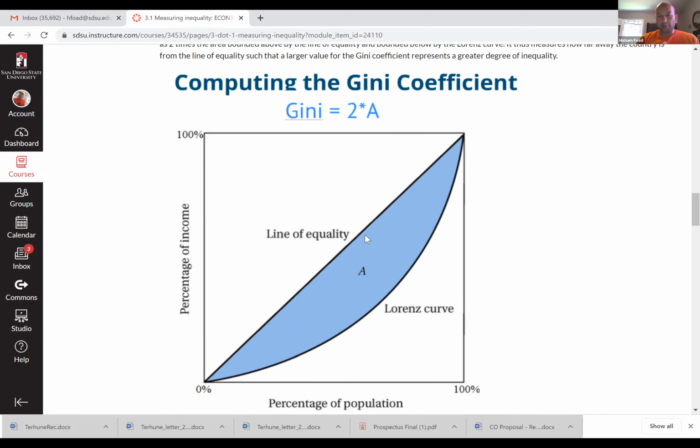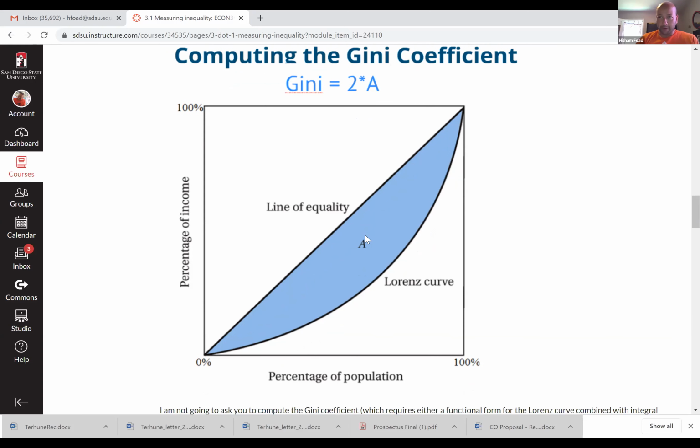And so the way that we compute the Gini coefficient, and I'm not going to ask you to actually calculate it, but I do want you to know the general idea of how it's computed, is that the Gini coefficient is going to be the area that is between the line of equality and the Lorenz curve multiplied by 2. Okay, so the bigger this area, the larger the Gini coefficient is. And why do we multiply by 2?